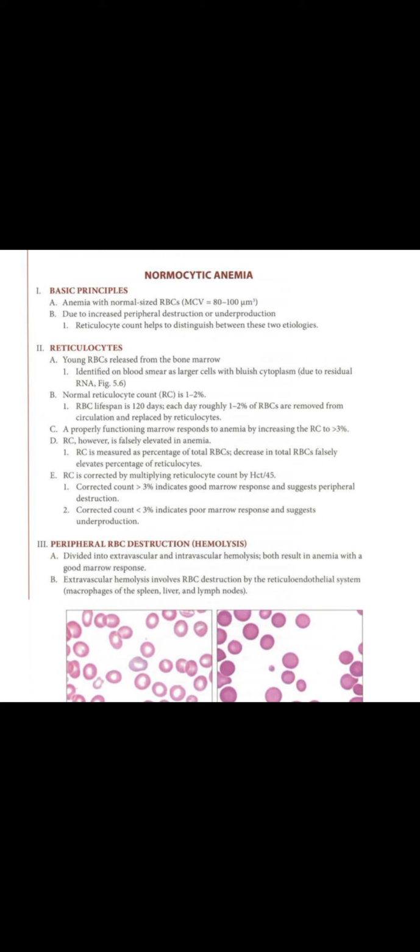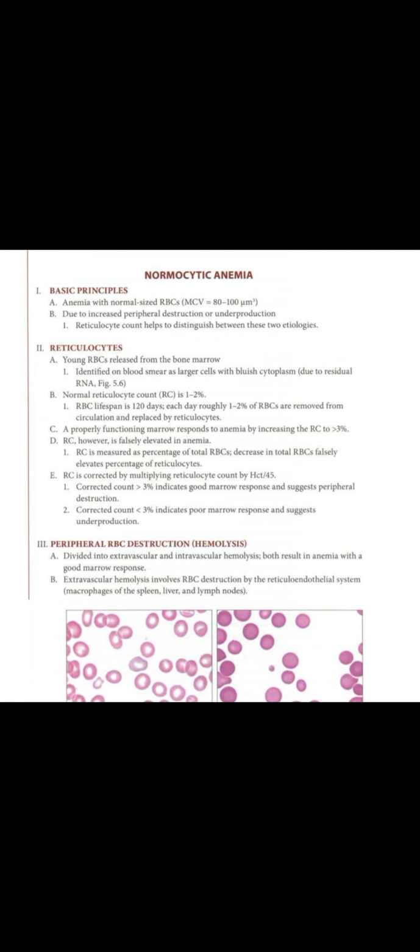Normocytic anemia. Basic principles. Anemia with normal sized RBCs, MCV equal to 80 to 100 micrometer cubed, is due to increased peripheral destruction or underproduction. Reticulocyte count helps to distinguish between these two etiologies.